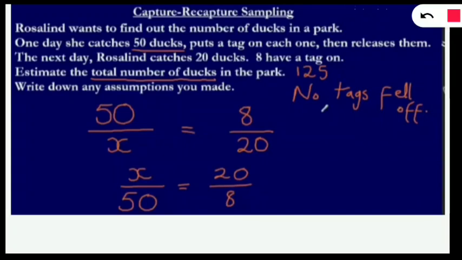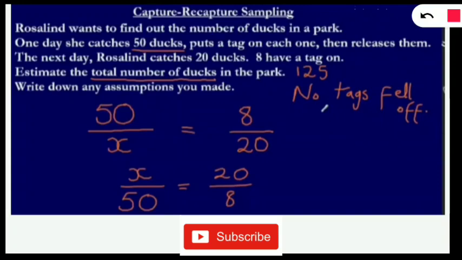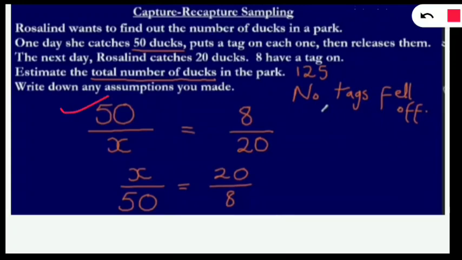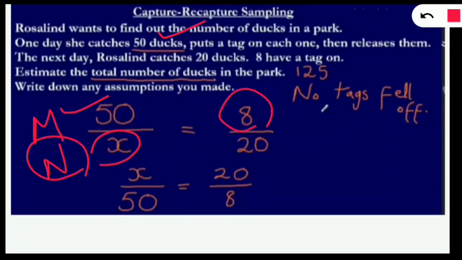Here I have already put down the values. I will recall them for you. The value 50 is capital M, that means in the first attempt 50 ducks were caught. X is capital N, which is the total population of ducks that we have to find. Here 8 is small m, and 20 is small n, that is the number of ducks caught in the second attempt.